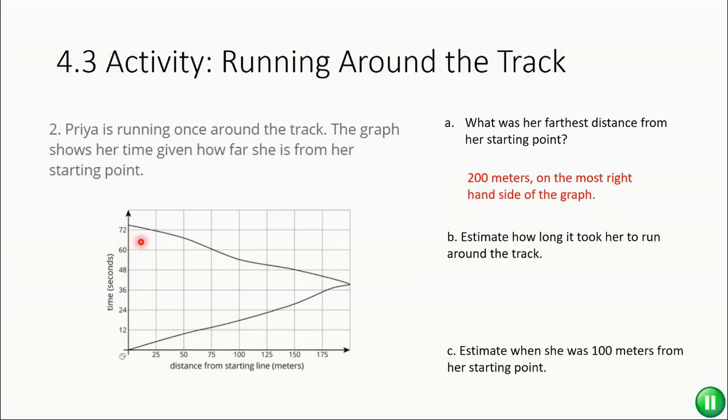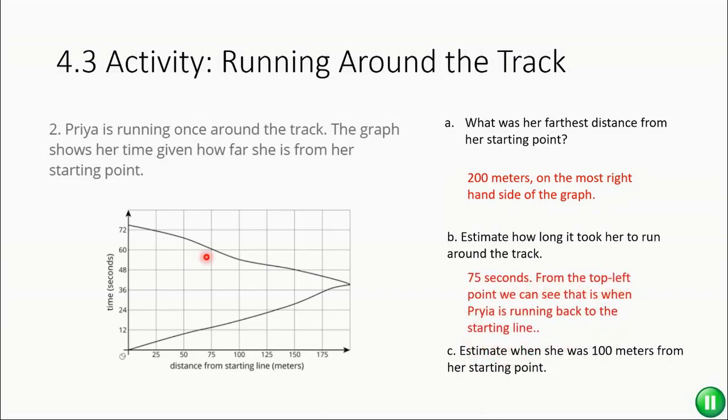Okay. Estimate how long it took her to run around the track. So if we look at this, how long do you think it would have taken her to run around the track? We're going to say about 75 seconds from the top left. Right now it says that's 72, but a little bit above that. So we know it's going to be approximately 75 seconds. From the top left point, we can see that it is when Priya is running back to the starting line. Okay. So that answered that question that we had earlier. It was like, why does the graph look like that? Because she's coming back to the starting line.